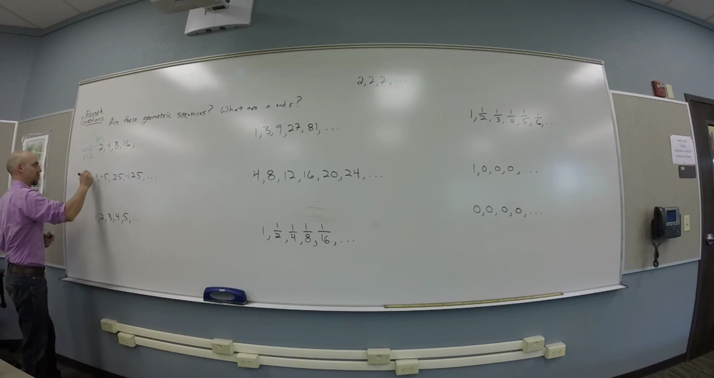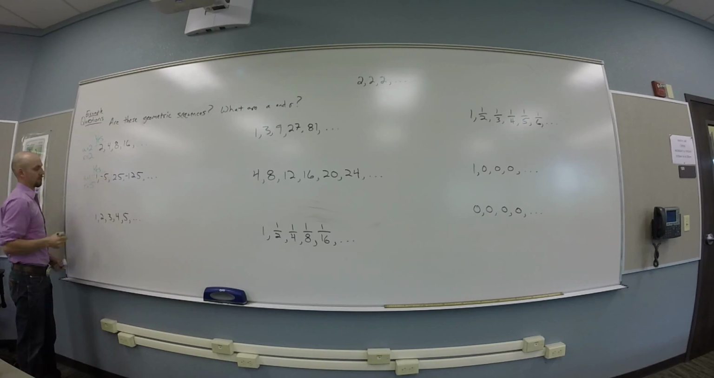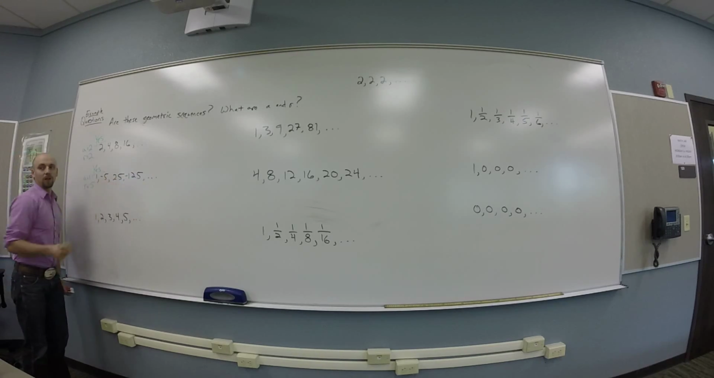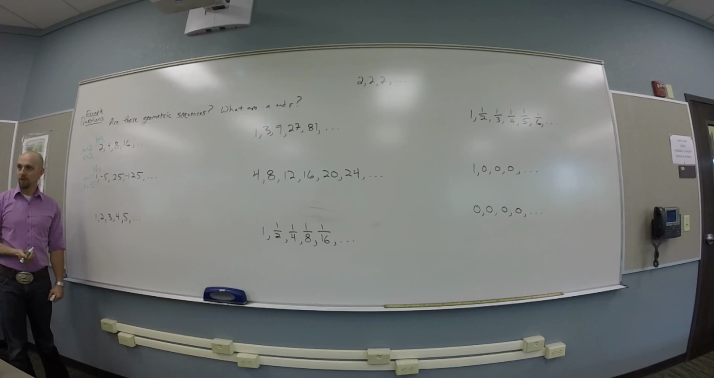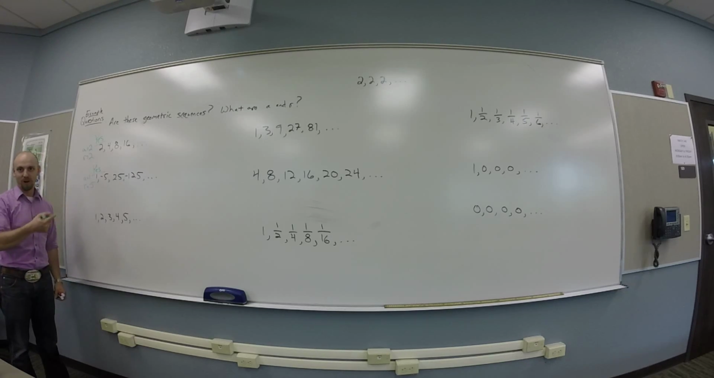A is 1 and R is -5. Okay, so A is 1, R is -5. So what would the next term be? Positive. Positive, good. And whatever 5 to the whatever is, 625.